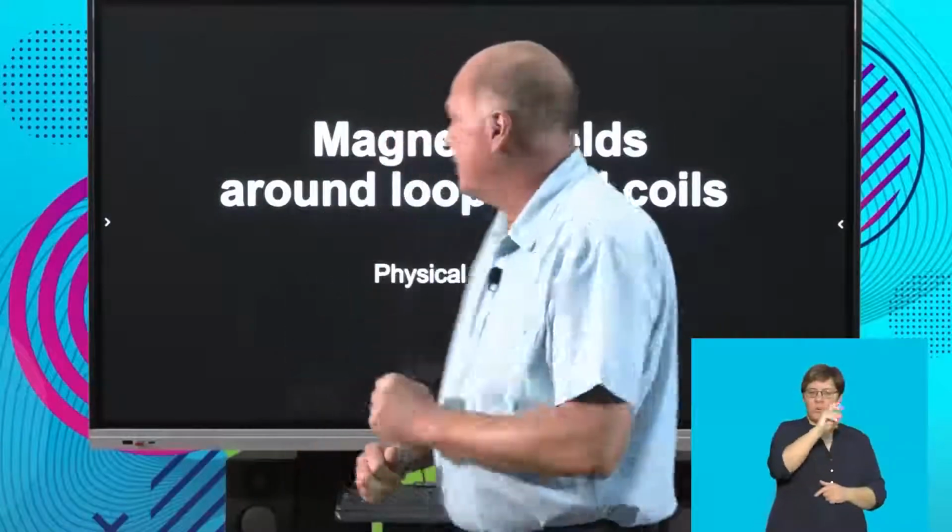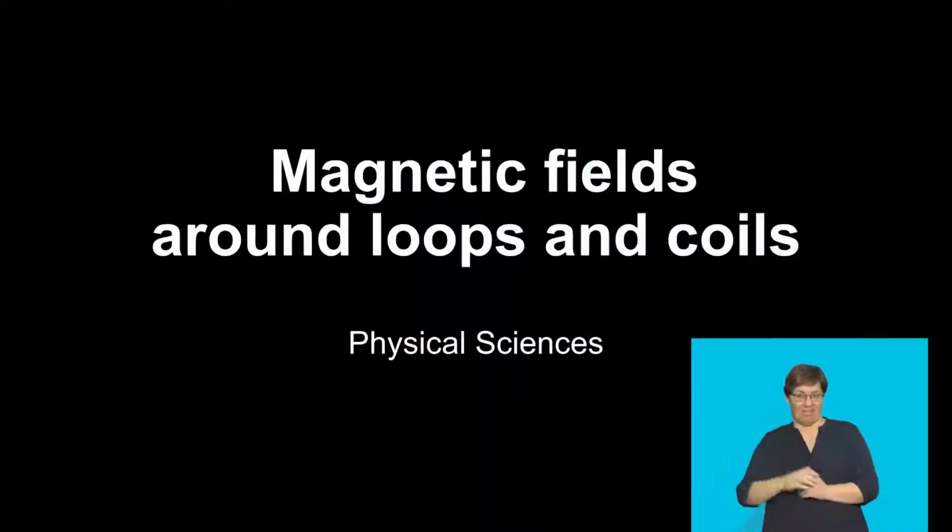Today we're going to be continuing our investigation on electromagnetism, and in particular we're going to be looking at something very interesting. We're going to be looking at the magnetic field that you find around a loop or a coil. So let's go and have a look at what we're going to be discussing today.